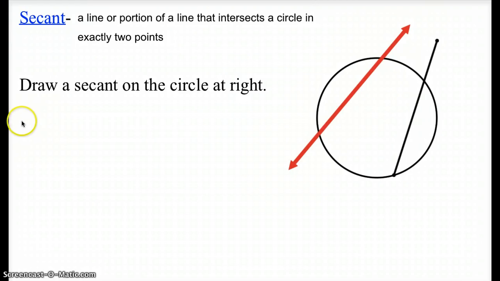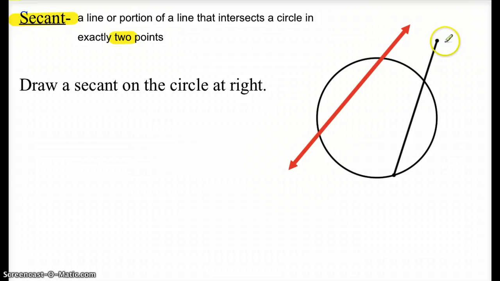We need to add to our vocabulary for today. So we're going to define a secant as being a line or a portion of a line that intersects a circle in exactly 2 points. In our diagram here, we have a secant line, which is in red, as well as a secant segment, which is in black.